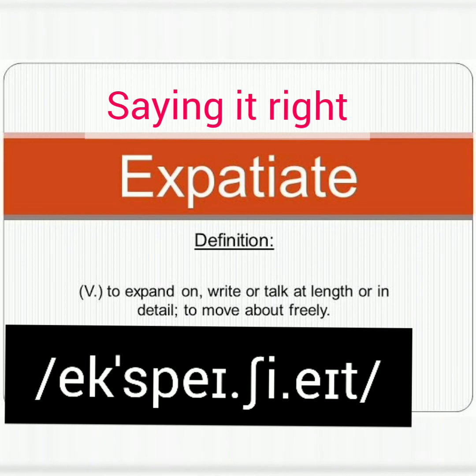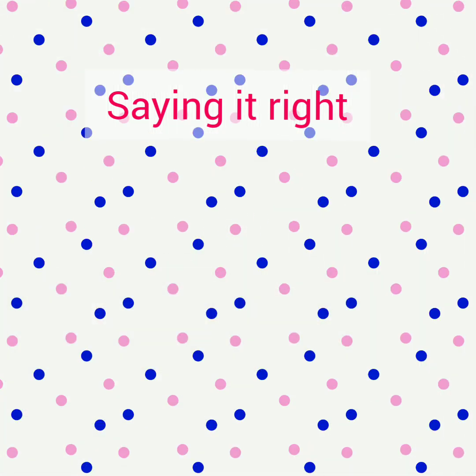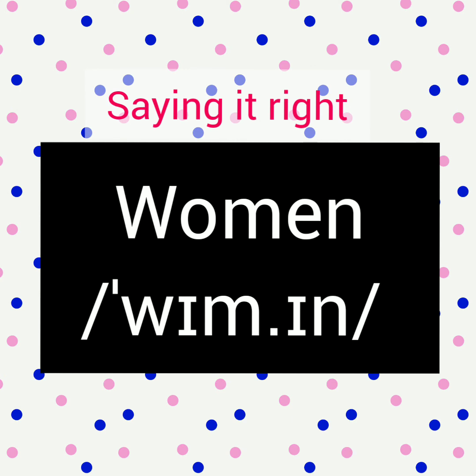All right, the next segment on Name That Thing NG is the Saying It Right segment. And the first word today is expatiate. The root word is not from expand. It means to expand or write or talk at length or in detail, or to move about freely. Expatiate. Next word is women.